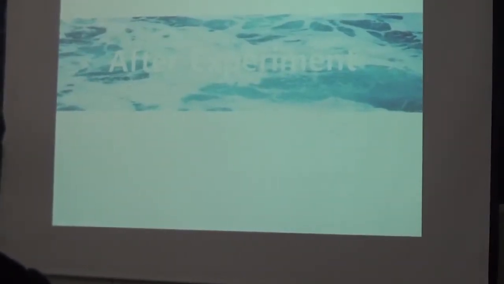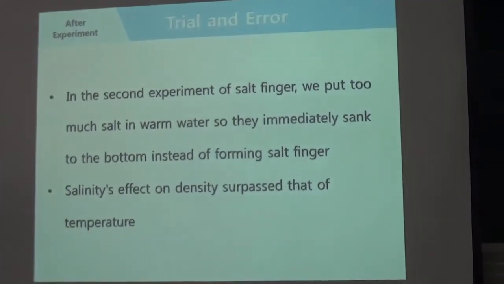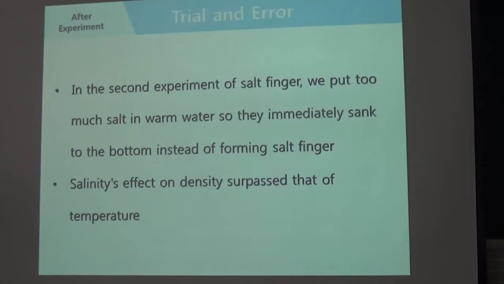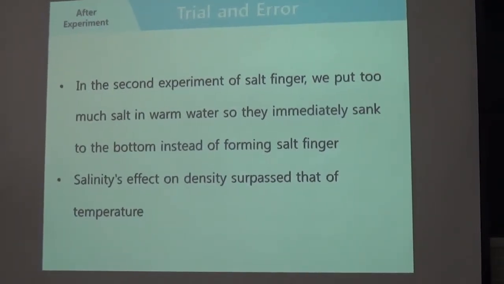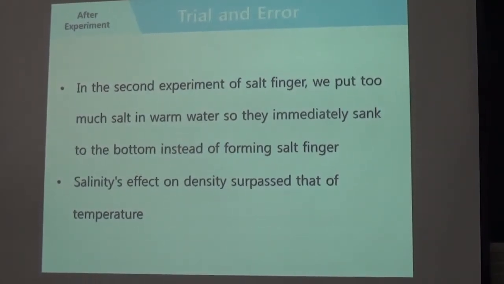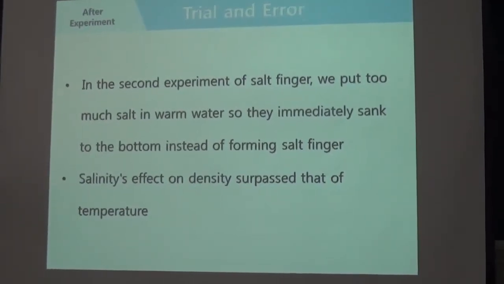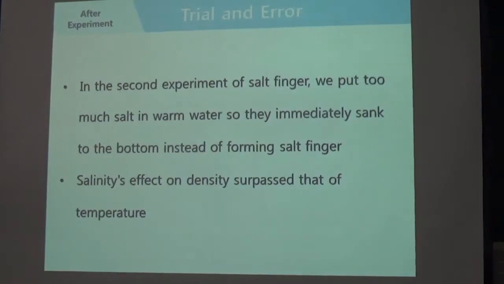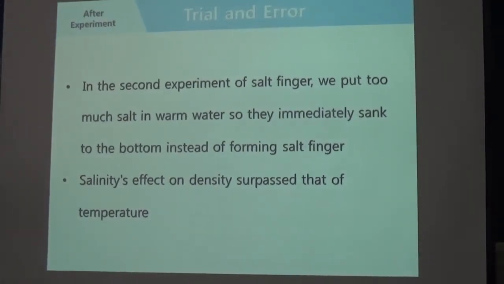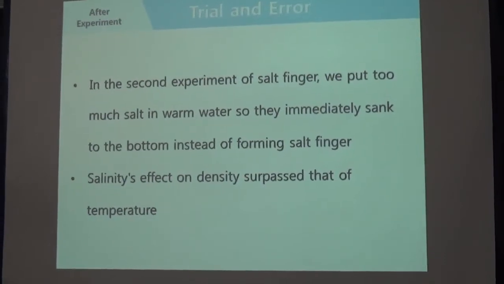Lastly, we will tell you about our trial and error and what we learned. In the second experiment of salt finger, our knowledge about temperature affecting density much more was not really clear. So we did not know how much salt would give more effect on density than temperature. Therefore, we put too much salt in the warm water, resulting in too much difference in salinity. The salt finger did not form because salinity's effect on density outweighed that of temperature.